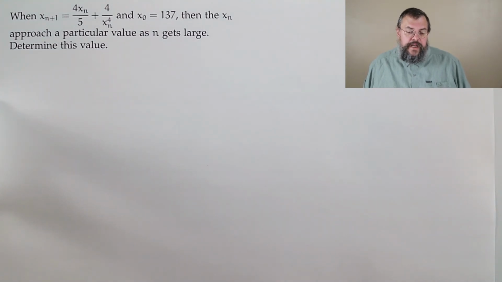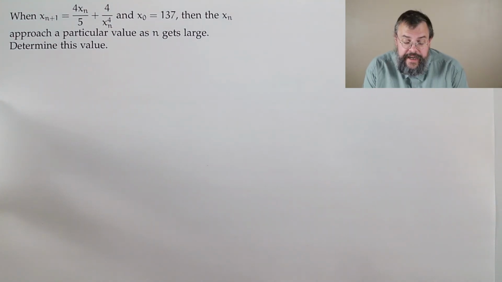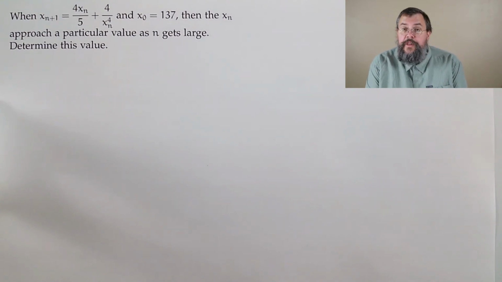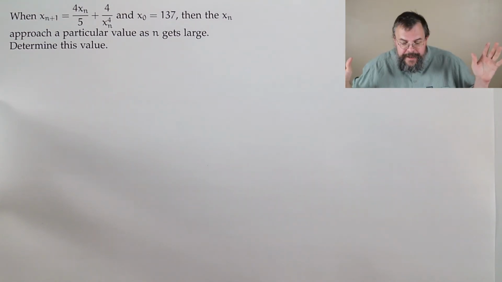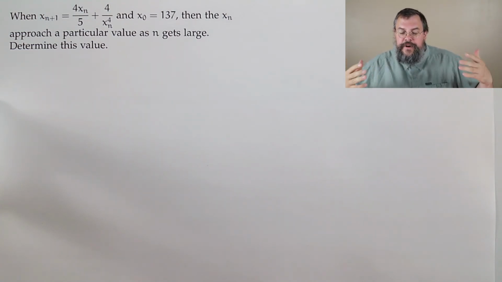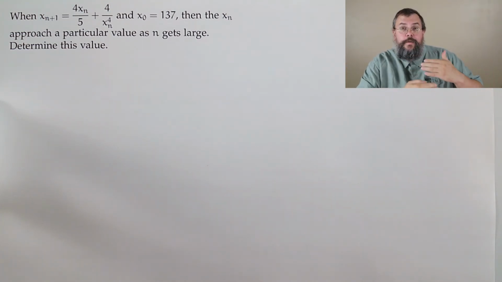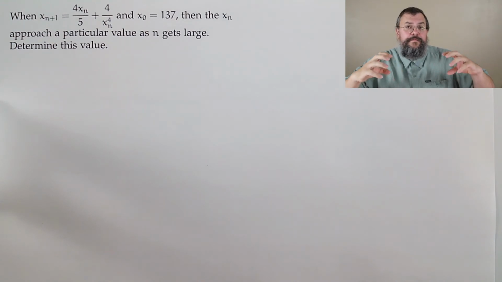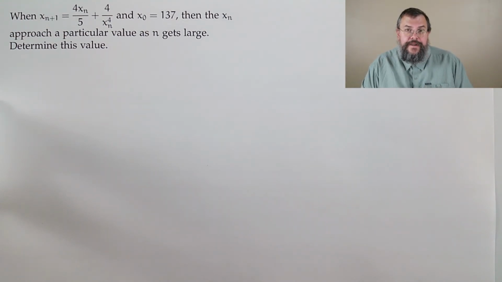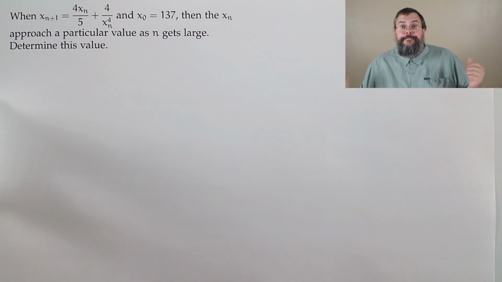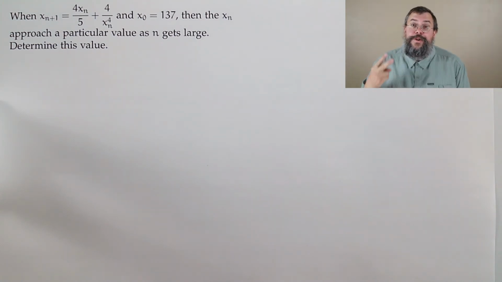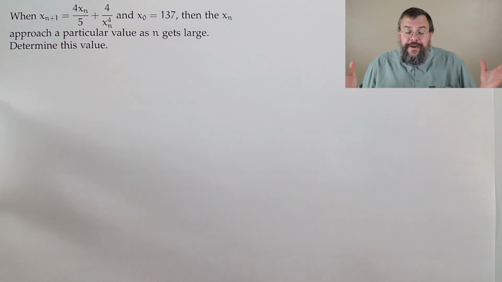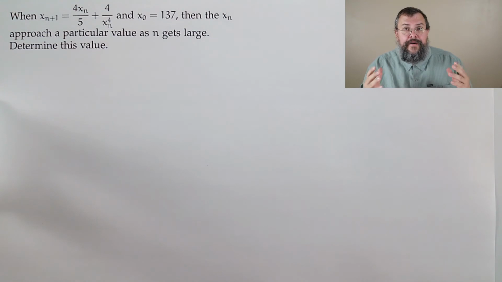When x_{n+1} equals 4x_n over 5 plus 4 over x_n to the 4th, and x_1 equals 137, which is just some random number, then the x_n approach a particular value as n gets large. So in other words, we keep applying this rule over and over again, and in the long run, we say, oh, there's this particular number that starts to come out. And the question is, what's the number? Now, we'll do two ways to do this problem, even though only one way would suffice. They're both nice ways to think about things.